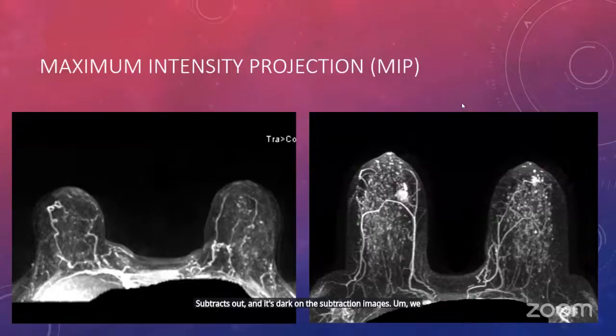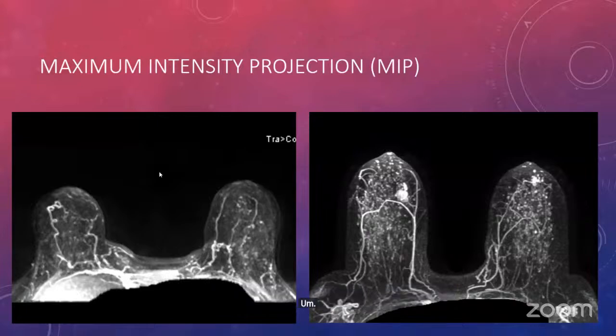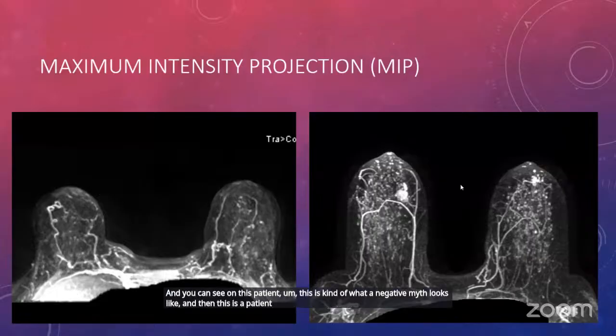We reconstruct all of our post-contrast subtraction sequences as a maximum intensity projection, our MIP. This is how we can easily look at everything at once, and you can see on this patient, this is kind of what a negative MIP looks like, and then this is a patient who has areas of suspicion in both breasts on these MIP images.